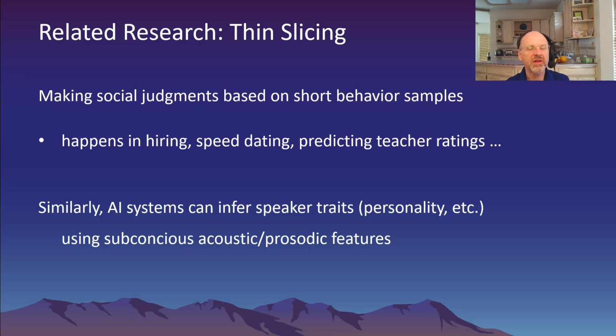The most interesting related research is that on thin slicing. So in social psychology, there's this observation that people tend to make social judgments based on very short behavior samples. And this can be done experimentally. So you can show somebody a 30-second clip of a hiring interview, or the first 10 seconds of a speed dating interaction, or the first few seconds of a professor walking into a class at the beginning of the semester. You can have people judge.